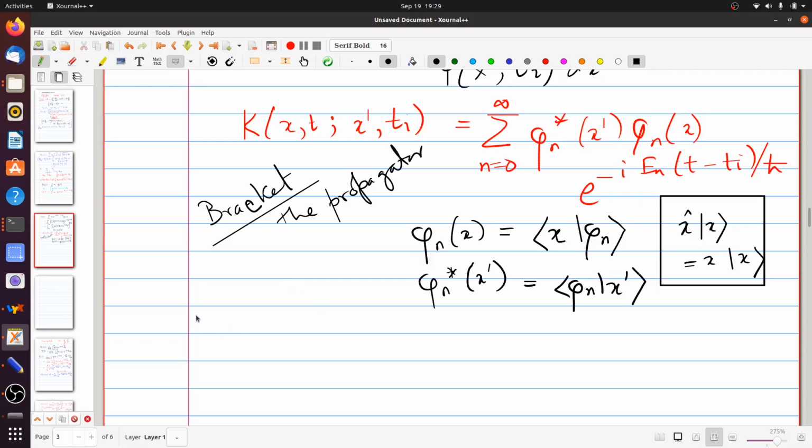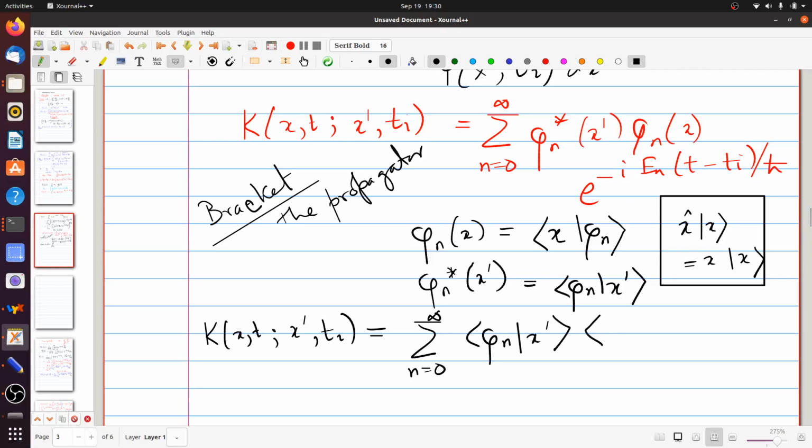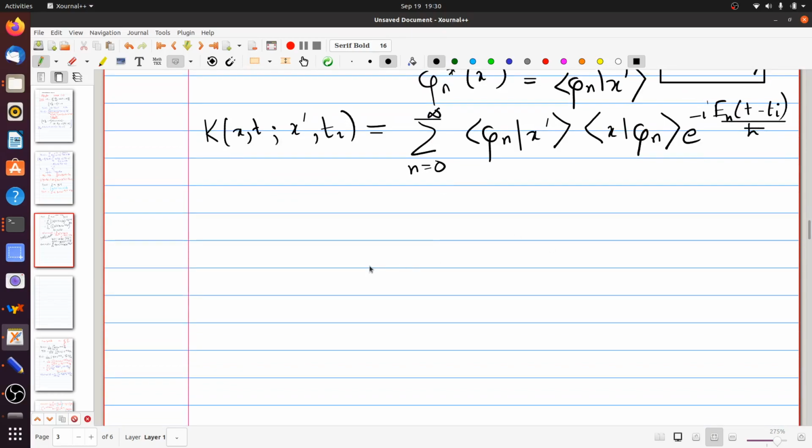So substituting these two in our original expression, what we get is K(x t; x' ti), the propagator, is actually a sum over all n, and then comes phi n star x prime, which is <phi n|x'>, and then comes phi n x, which is of course <x|phi n>, and we have this energy term e to the minus i En (t minus ti) over h cross. So far, so good. However, it will become even better if we could rewrite the expression in such a way that the exponential terms, which depend on n, go away, and you are left with something simpler. Let's see what we can do about that.